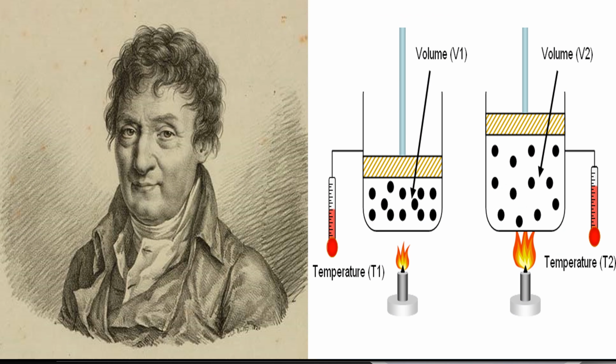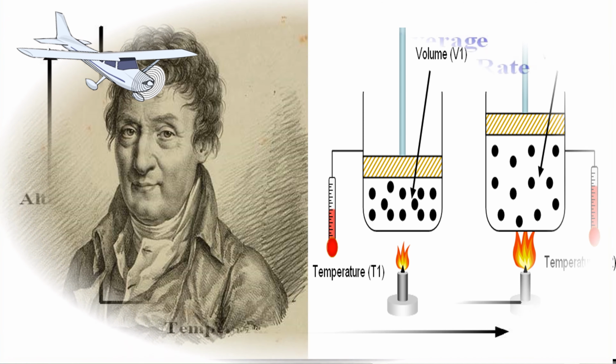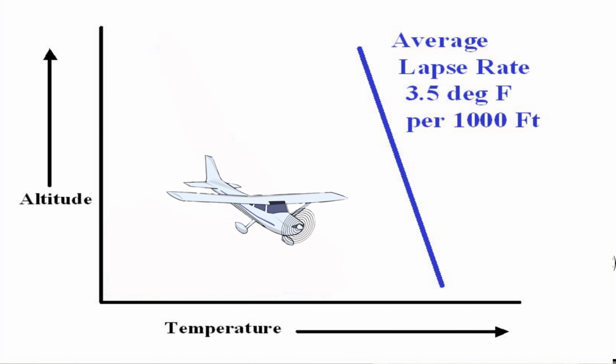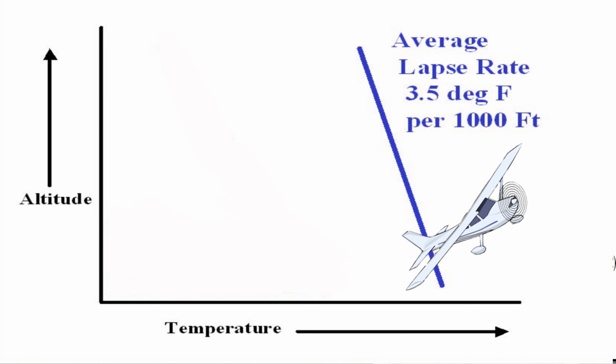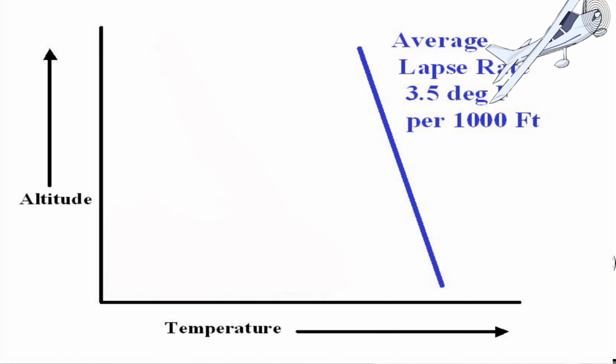Pressure and temperature are directly related. The French physicist Jacques Charles formulated from his experiments a formula to express an observable law of nature. The volume of a given mass of an ideal gas is directly proportional to its temperature. Standard temperature is 59 degrees Fahrenheit, 15 degrees Celsius, and changes by 3.5 degrees Fahrenheit, 2 degrees Celsius per 1,000 feet.